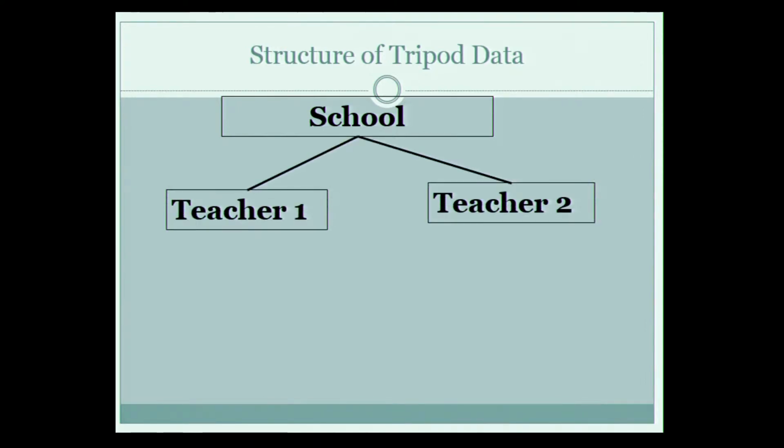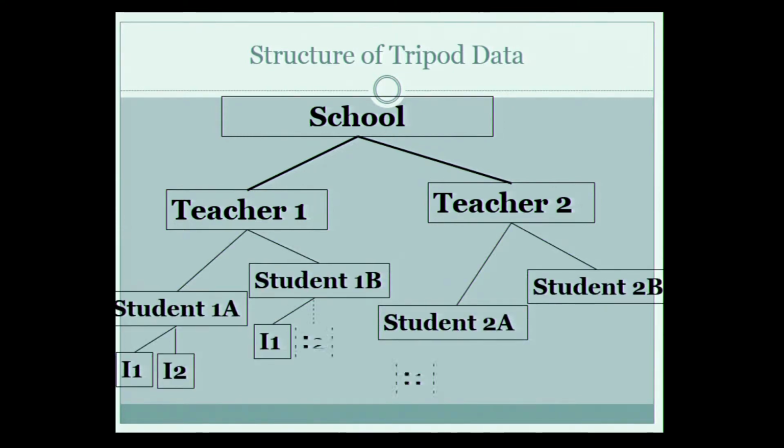And so you could say, for example, that you have school, well, I should start all the way at the bottom here. In this particular diagram, I equals an item. So you have items nested within students. In other words, each student responds to a set of items on this Tripod survey. We'll talk a little bit more about it in a minute. And then each student is in turn nested within a classroom or a section, which is in turn nested within a teacher, which is in turn nested within the school.